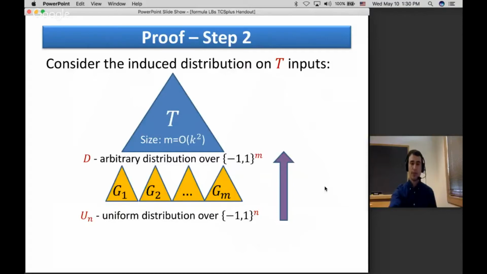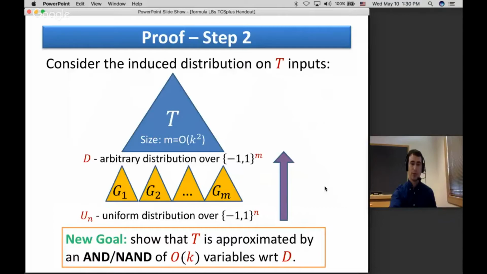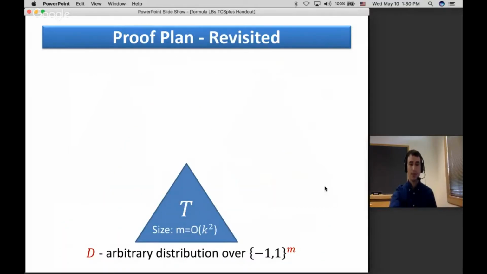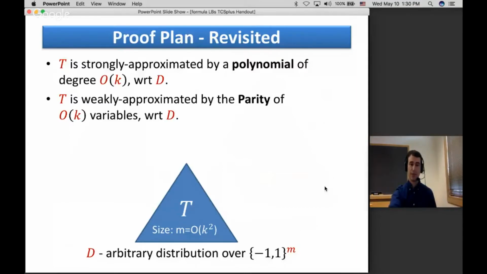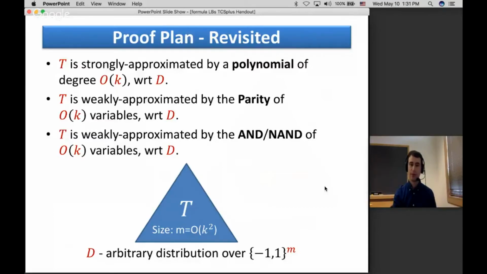And now, what is it enough to do? It is enough to show that you can approximate T by an AND of k of its inputs with respect to this distribution D. If you can do that, then you can approximate the entire formula with the AND of k of the corresponding formulas under the uniform distribution. So you now focus on the top formula T under this arbitrary distribution D. And now let's look at the proof plan revisited. We want to show in the end that you can approximate T by the AND of k of its inputs. So we start by showing that you can approximate it by a polynomial of degree k with respect to this distribution D. Then we show that you can approximate it by a parity of k of its variables. And then we show that you can approximate it by the AND of k of its variables.